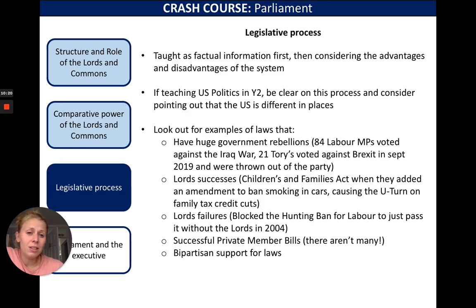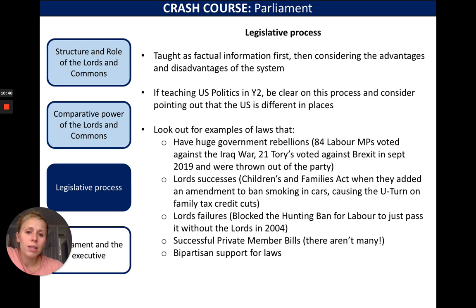After this is the legislative process. I teach this very factually to begin with, literally what are the processes, what are the advantages and disadvantages to each level. So things like the committees kind of come in slightly here. We talk about how they don't have to accept their reports, they don't have to add amendments if they don't want to, that kind of stuff.